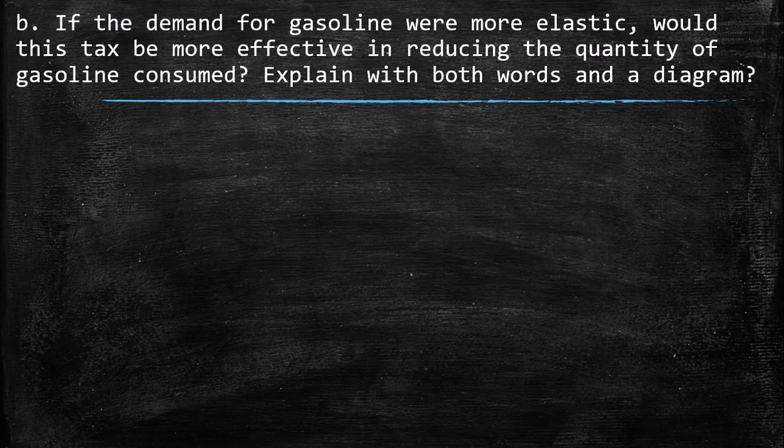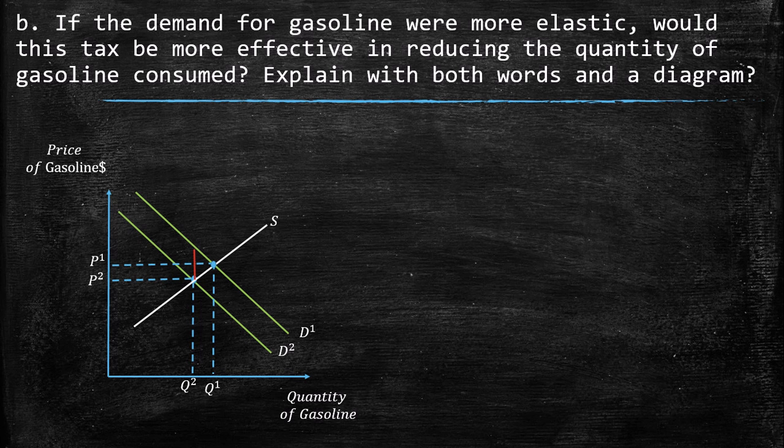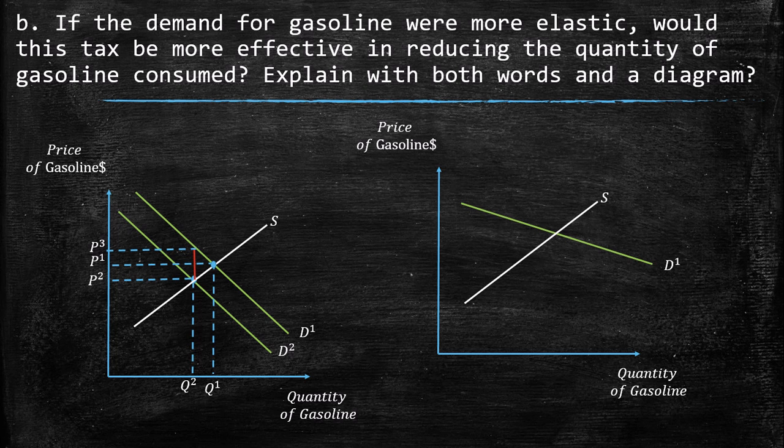If the demand for gasoline were more elastic, would this tax be more effective in reducing the quantity of gasoline consumed? Explain with both words and diagram. So here, remember, we have the first case when we have the demand, and here we have the situation, right? What about if the demand is more elastic? So here we have this, which is clearly more elastic than the other curve.